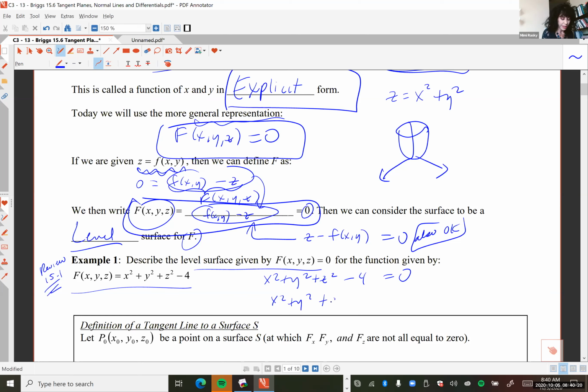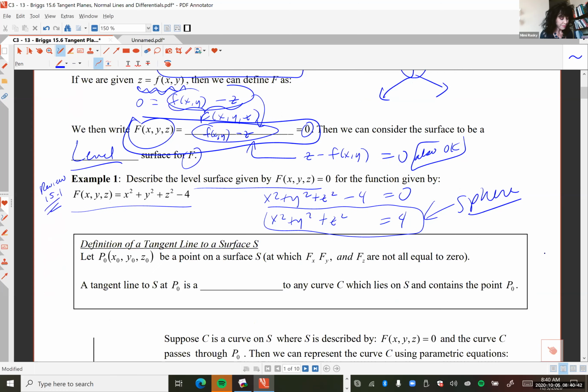I think you'll be able to recognize it fairly quickly because we covered those kinds of equations in the first week of this semester. Does anybody recognize this? Is it a sphere? Yes! Good job, Elo. It is a sphere. So this level surface happens to be a sphere centered at the origin of radius 2.